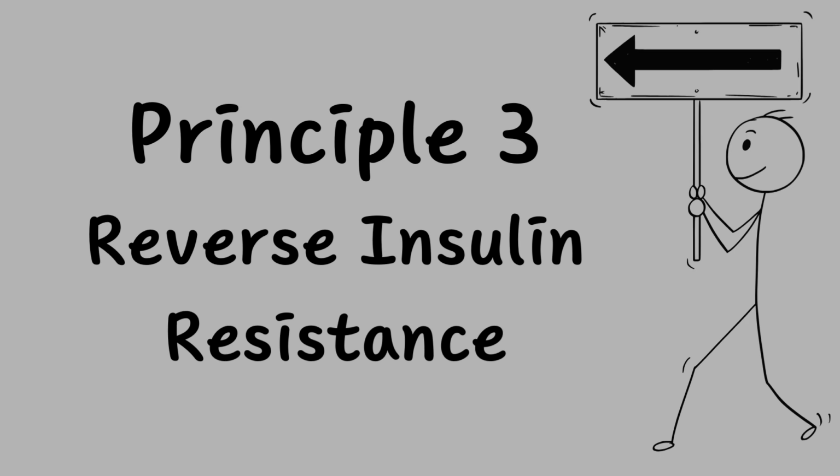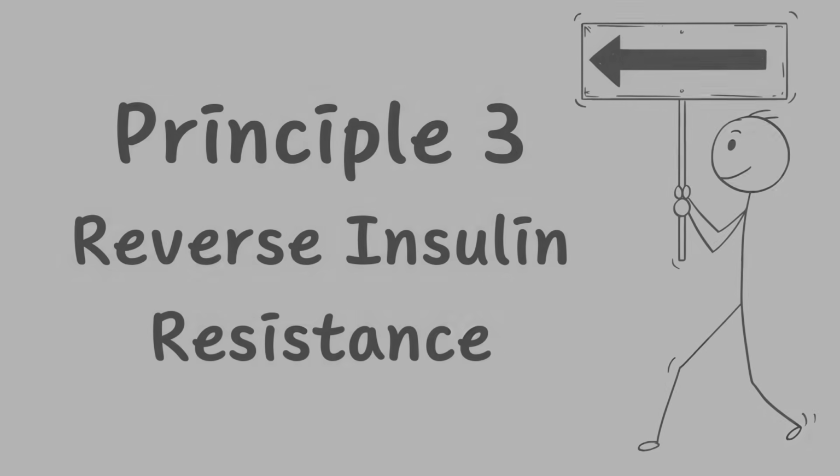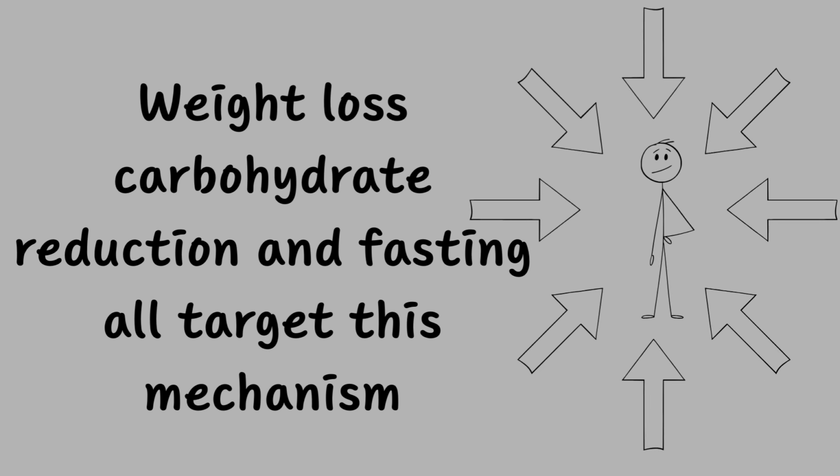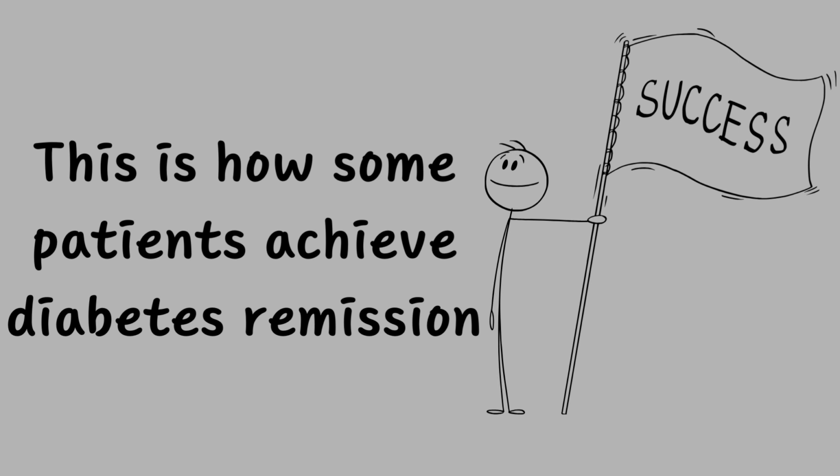Principle 3: Reverse insulin resistance. Insulin resistance improves when excess fat is removed from the liver and pancreas. Weight loss, carbohydrate reduction, and fasting all target this mechanism. This is how some patients achieve diabetes remission.